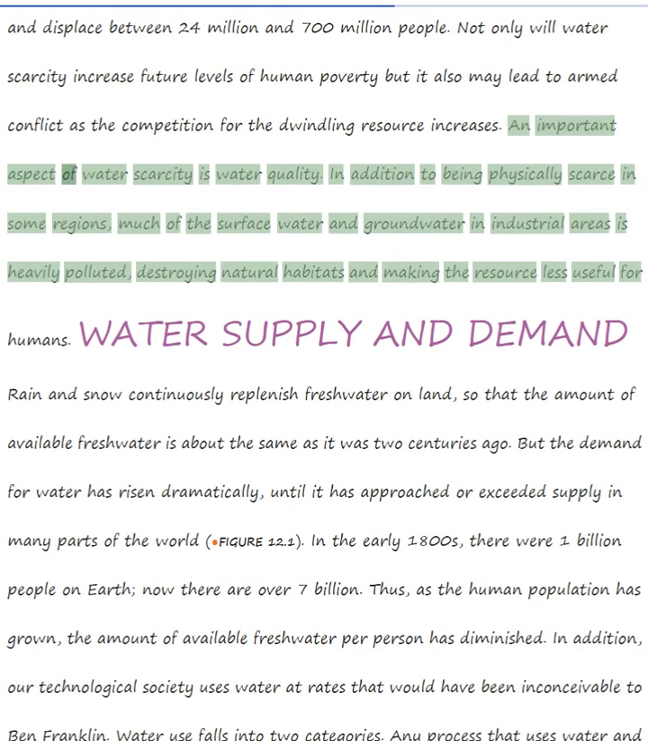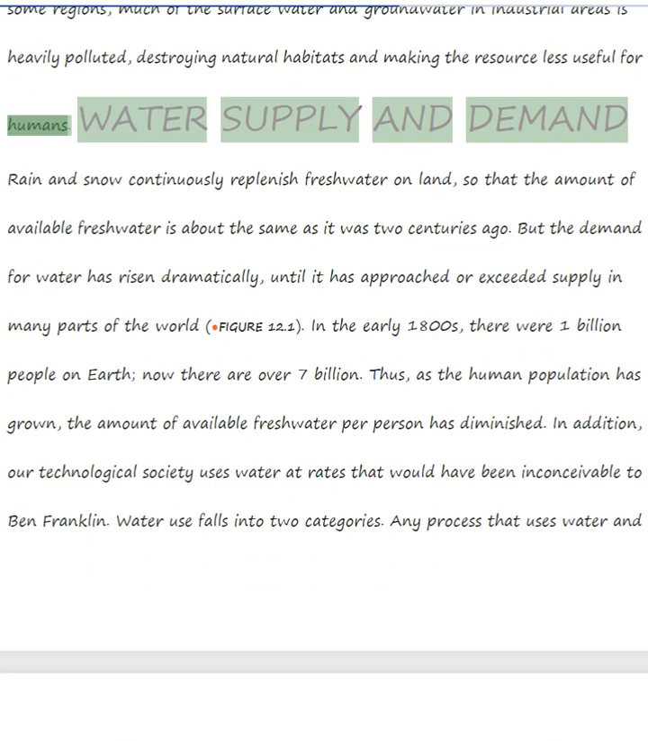An important aspect of water scarcity is water quality. In addition to being physically scarce in some regions, much of the surface water and groundwater in industrial areas is heavily polluted, destroying natural habitats and making the resource less useful for humans.